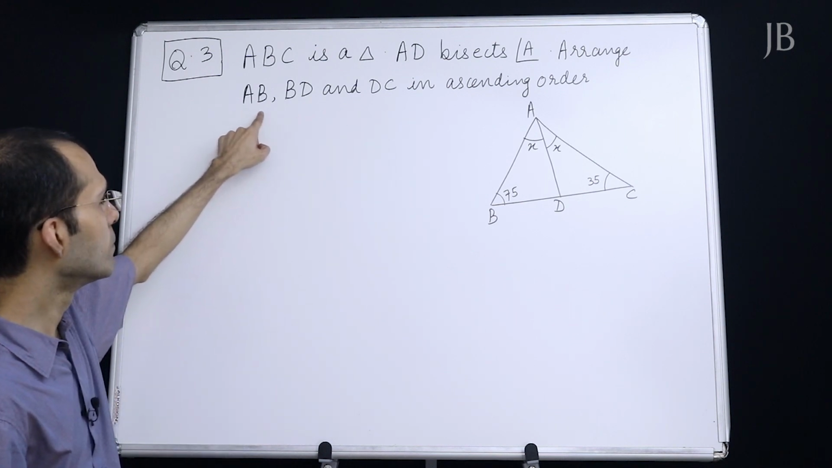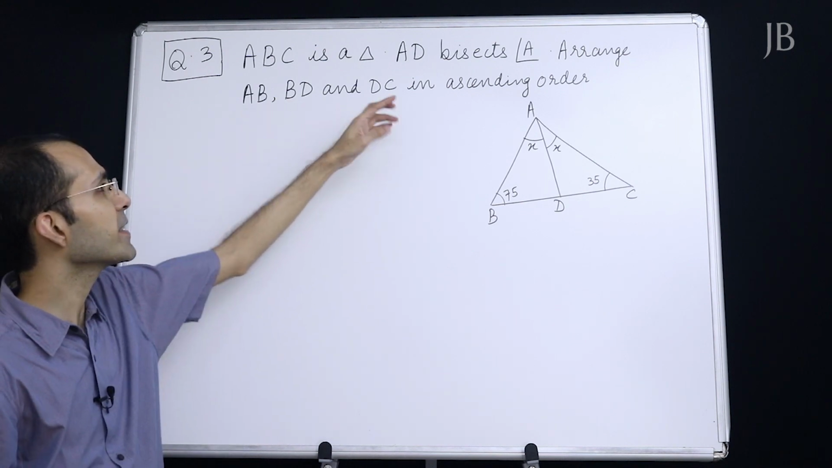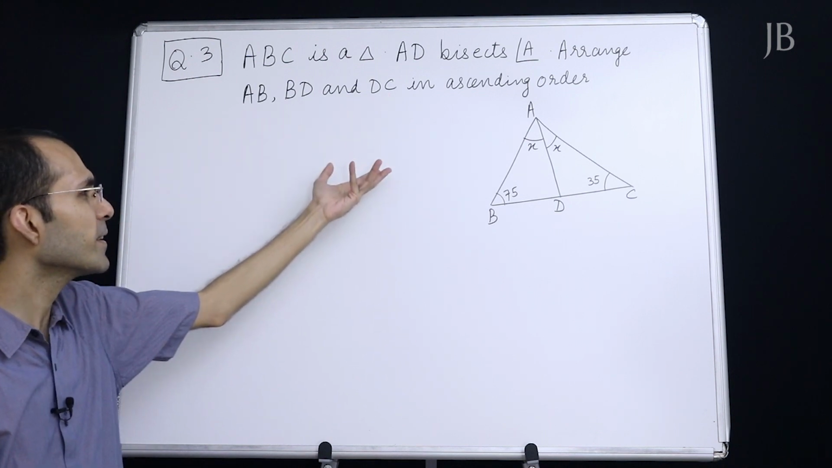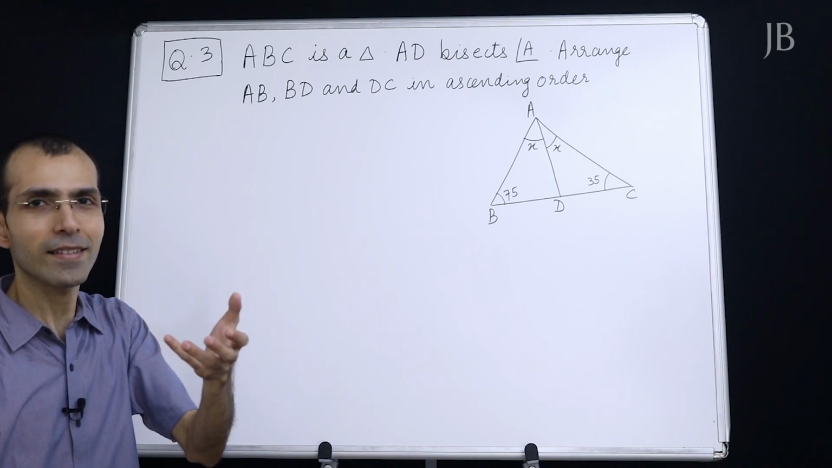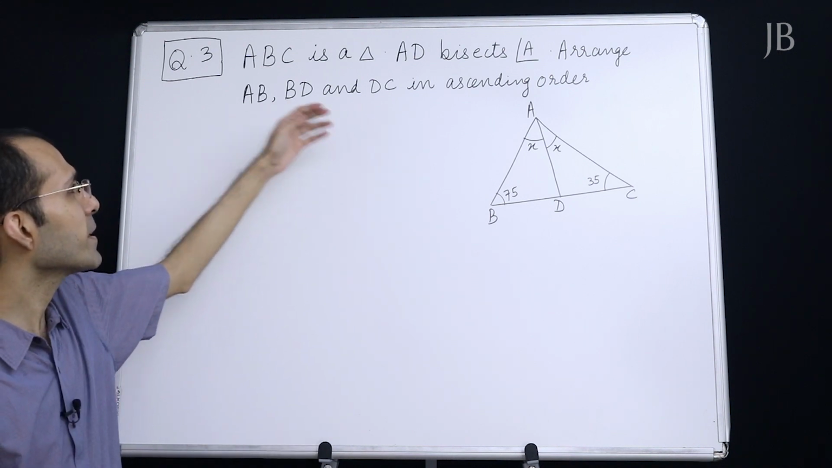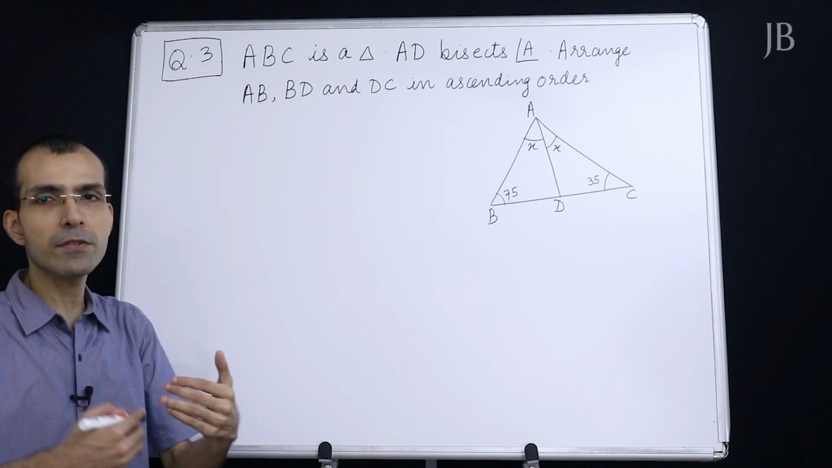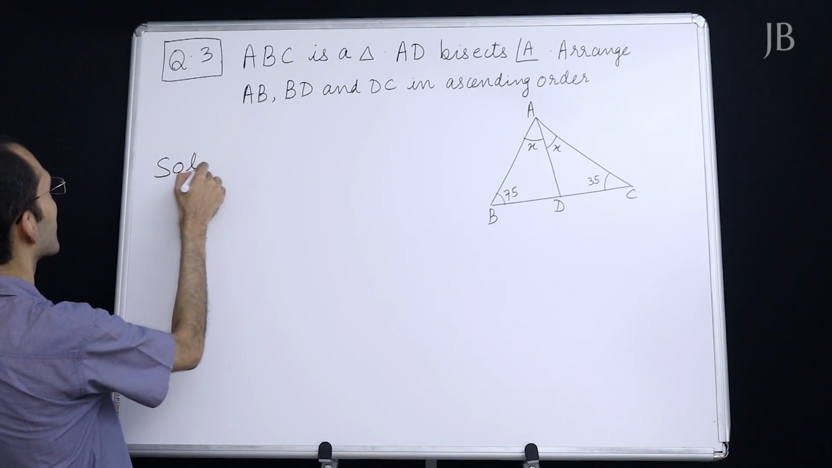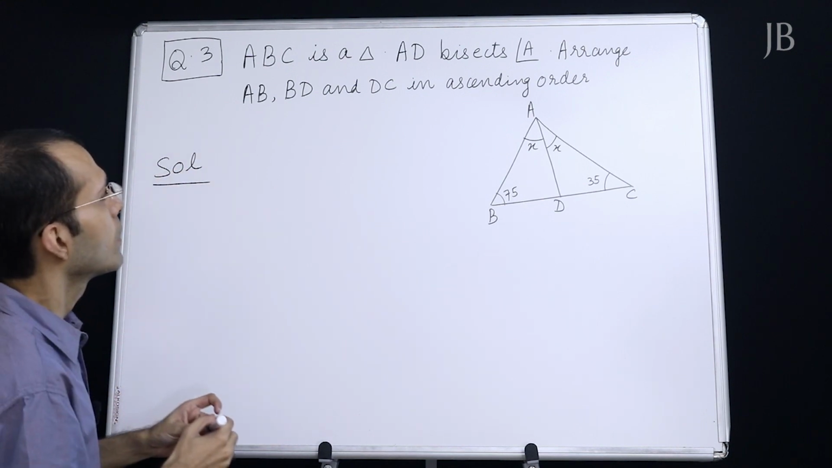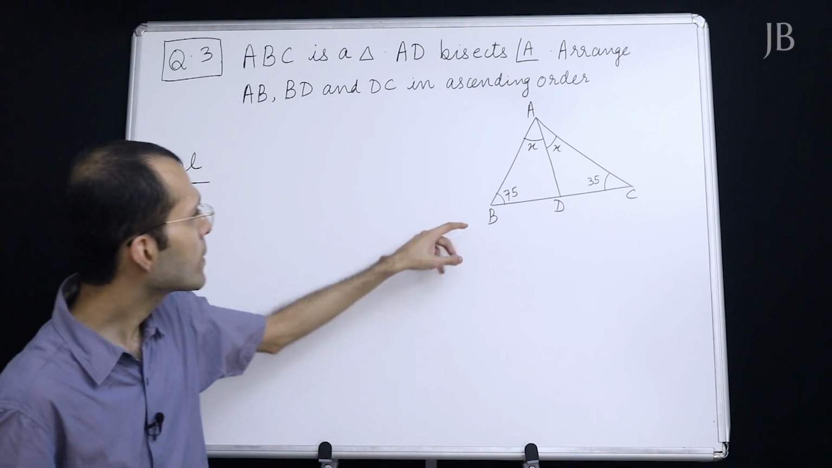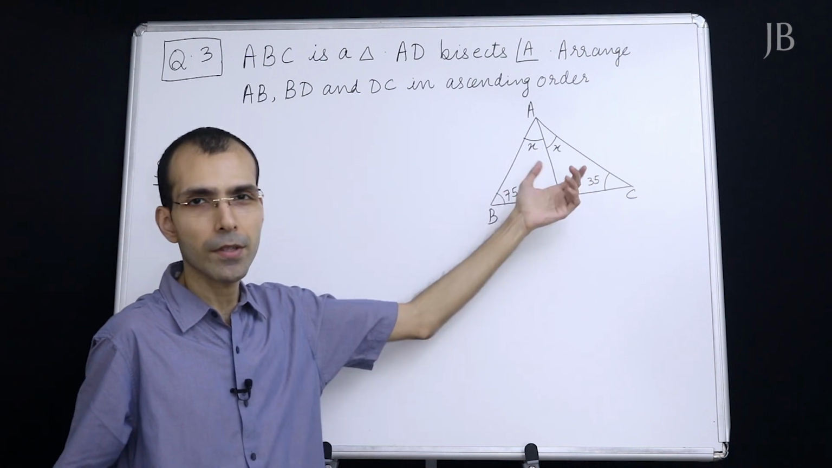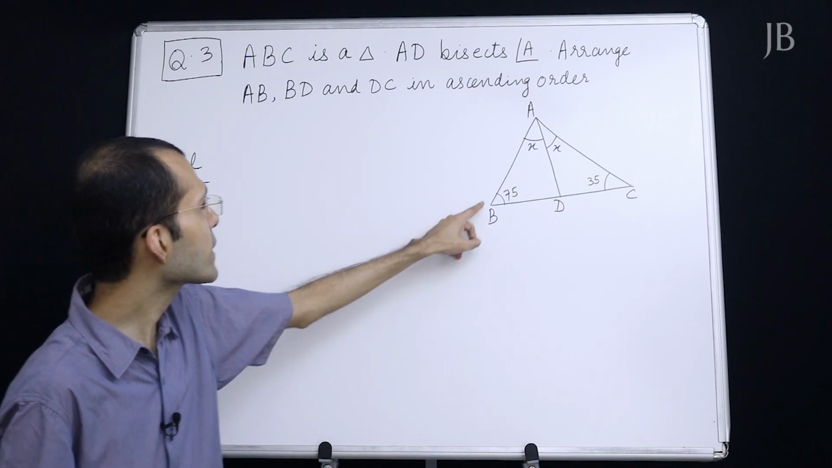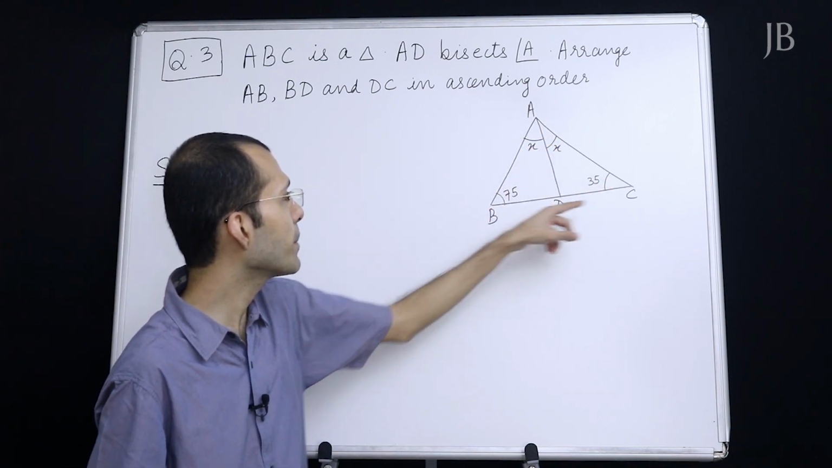Arrange AB, BD and DC in an ascending order. So naturally when they say AB, BD and DC, they stand for the lengths of the segments. In ascending order they are telling you, that is from small to big. Here some values are given. So let's work out the angles. They may help us. Look at triangle ABC.